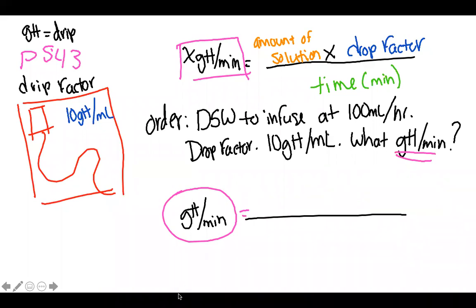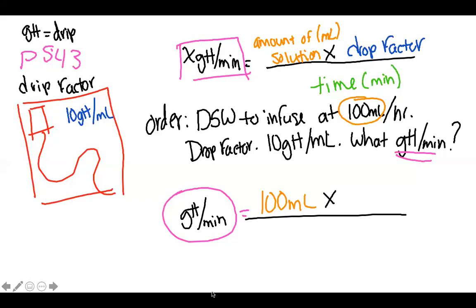Okay, so the first thing, we've got to figure out our amount of solution, and this is in mLs. So within this problem, D5W to infuse at 100 mLs per hour with a drop factor of 10 drops per ml, what is the amount of solution in that problem? Do you guys see anything that's marked with ml? What is the amount of solution you think you're going to give? You guys are absolutely correct. So we find 100 ml in this problem. So I'm just figuring the amount of solution in mLs. So in my equation, I have 100 mLs. So I found that.